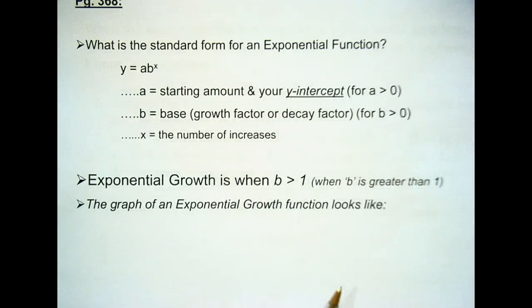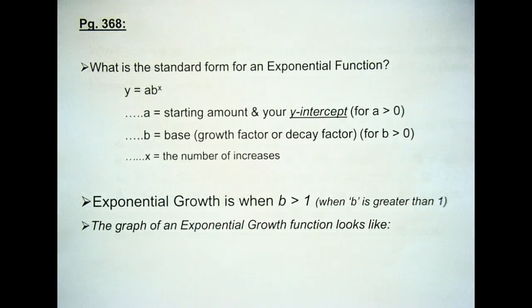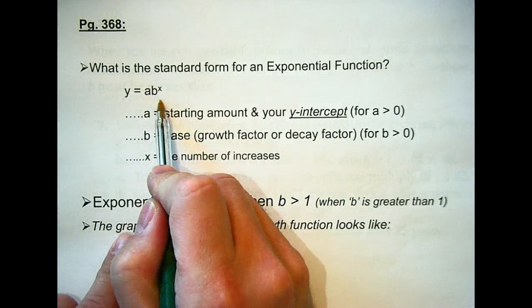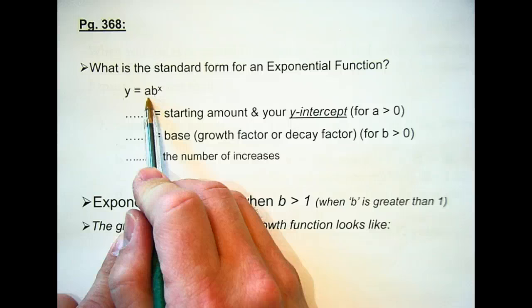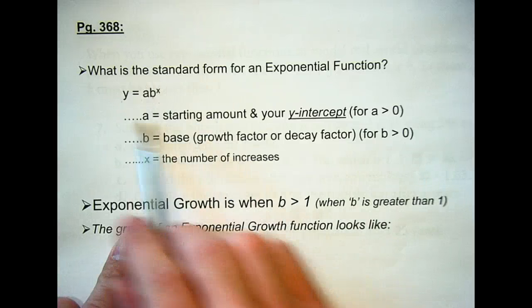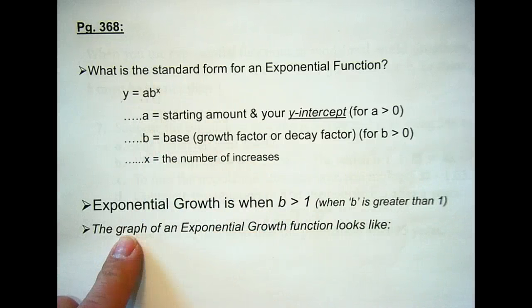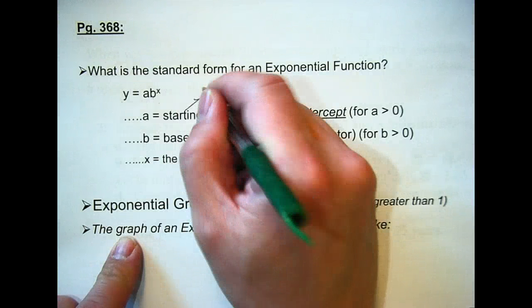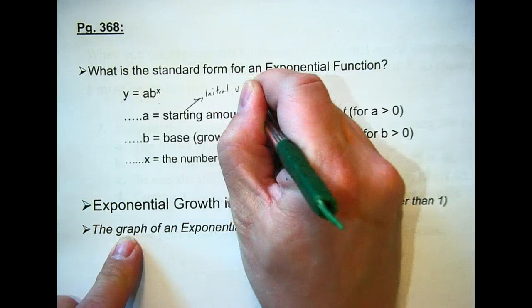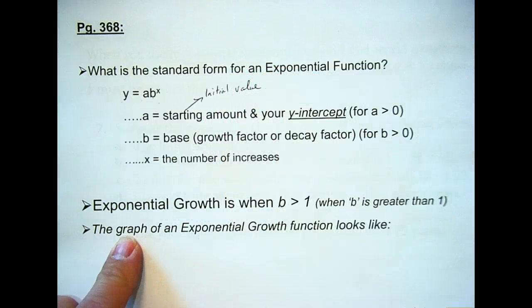Hey, yesterday you guys copied this down. Today we're talking about exponential growth, but we've already talked about y equals ab^x. A is, tell your neighbor what A is. What A means. Starting amount or your y-intercept. Good. A is your starting amount. We also call it our initial value. Okay? Our initial value.